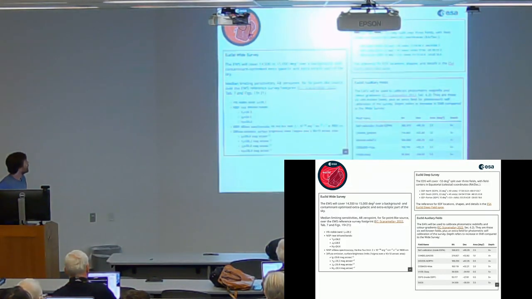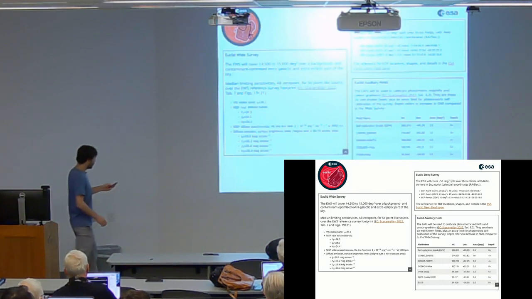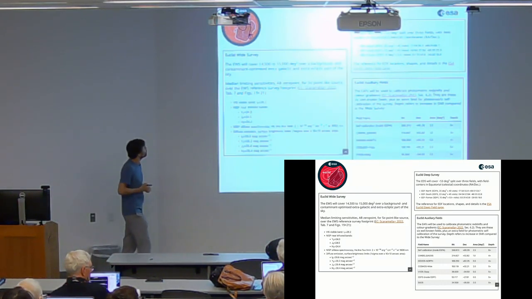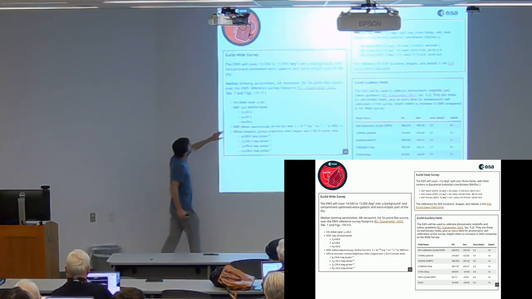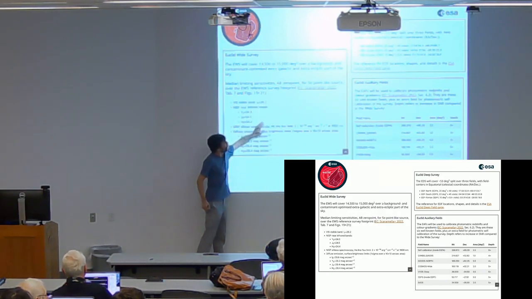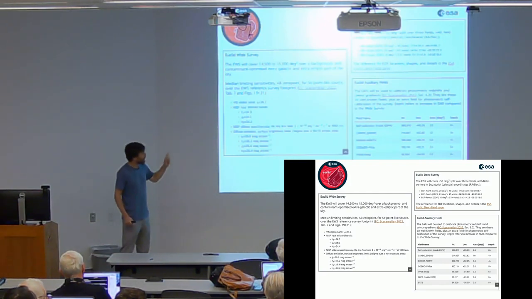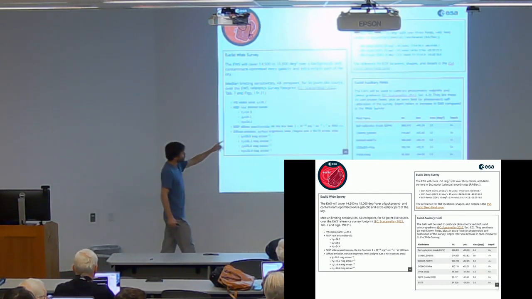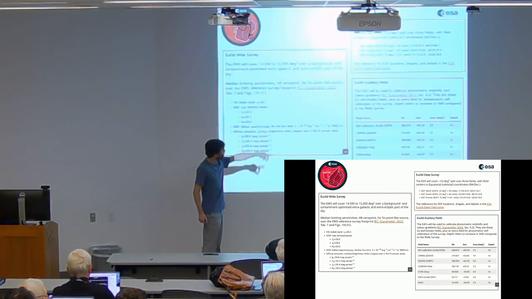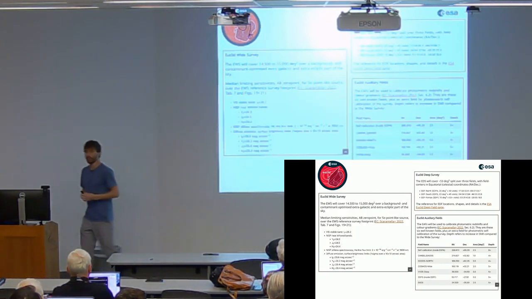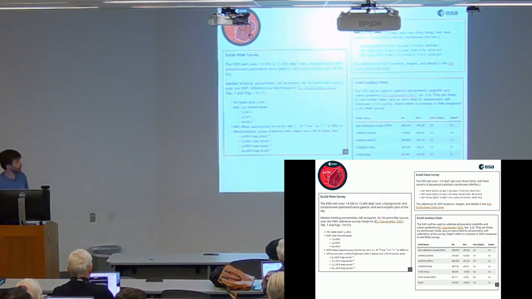Euclid will do a wide survey, which will now be 15,000 square degrees, at a depth of 26 in the I band. It will do a deeper survey, which is still non-negligible at 53 square degrees, and it's 2 magnitudes deeper. But it will also observe very soon well-known fields, including CANDELS fields and COSMOS fields, for calibration. So we'll have overlap on those fields.